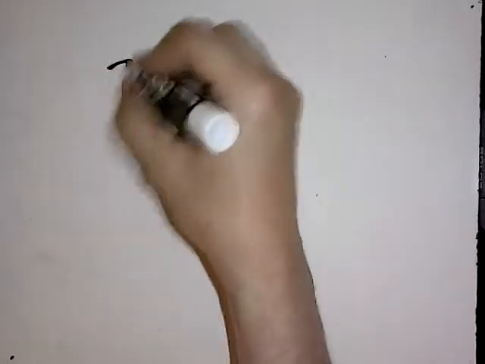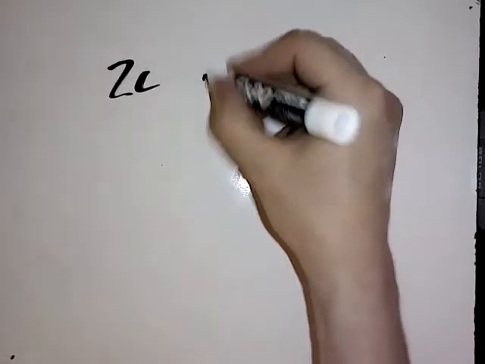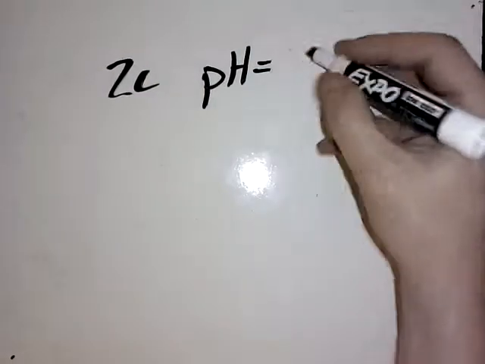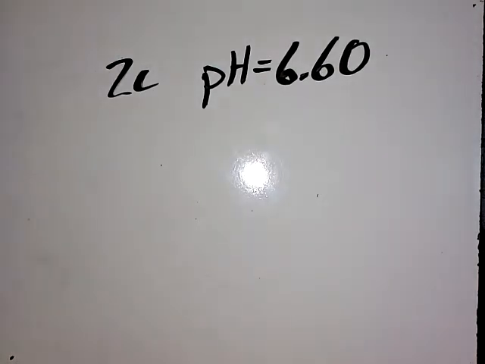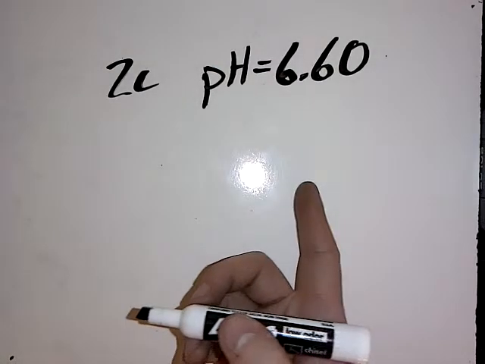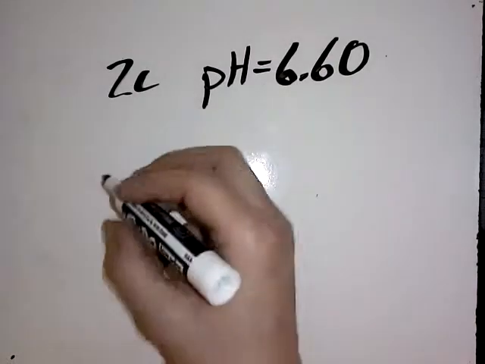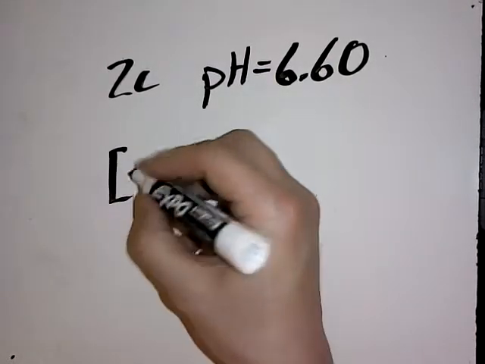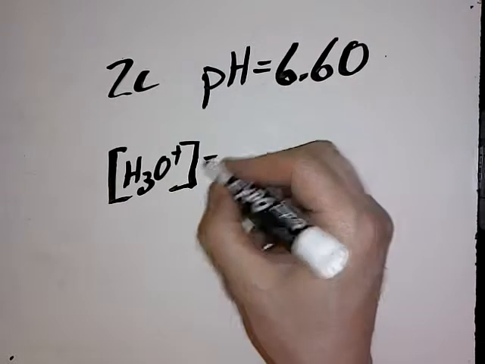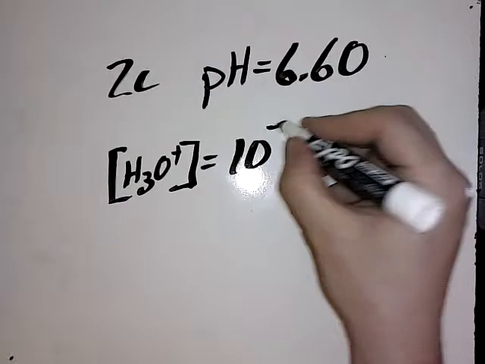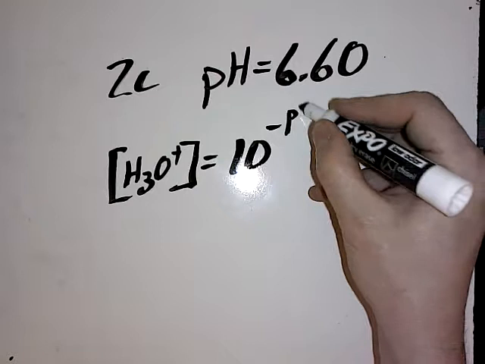Look on your paper at problem number 2C. Okay, 2C tells us that our pH is 6.60. It wants us to find our hydrogen concentration. So the formula for hydrogen concentration, or hydronium concentration, and you can use either one of those, they pretty much mean the same thing, is equal to 10 to the negative pH power.